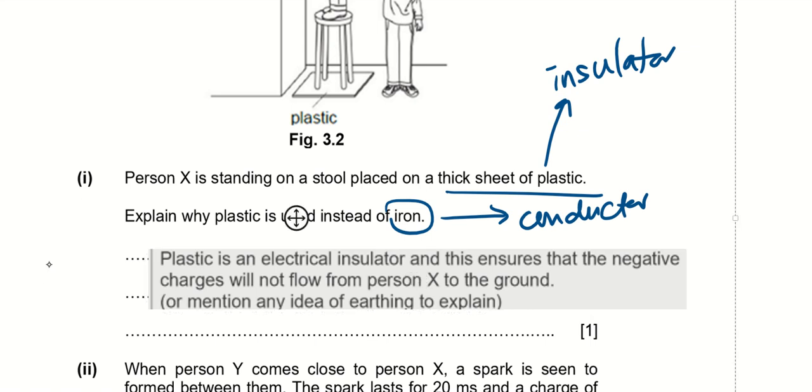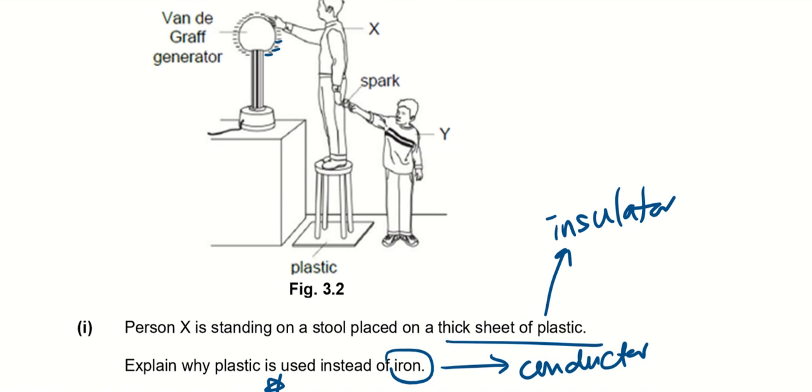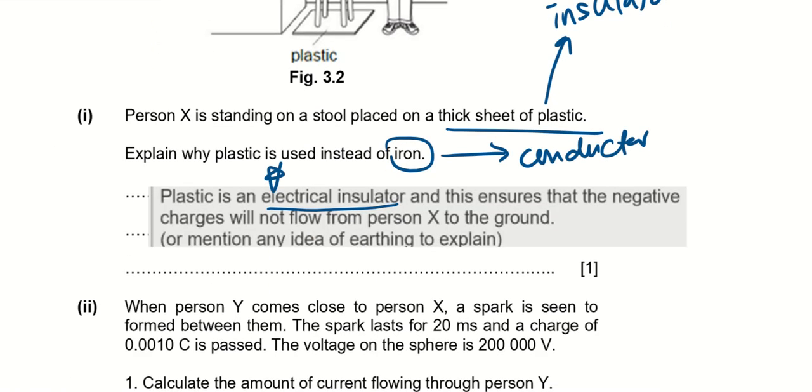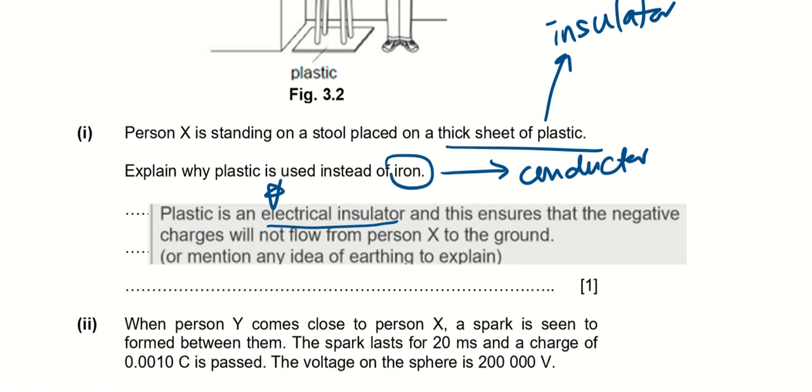You need to say this, and please add in electrical, right? Because there is also thermal insulator. In this chapter, we are dealing with electricity. We need to say electrical insulator. And this ensures that the negative charges, which they mentioned are on the Van de Graaff generator, will not flow from the person X to the ground. Okay? Or you mention anything like the idea of earthing.